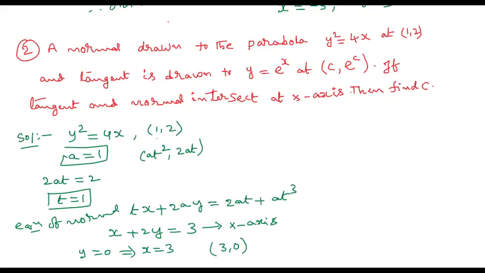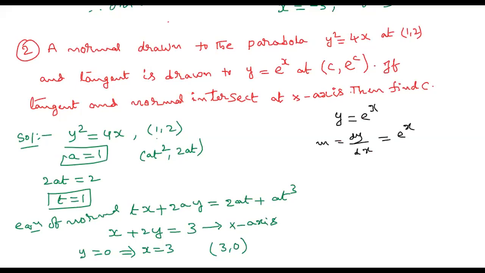Next, go to the another question. Tangent is drawn to y is equal to e power x at c comma e power c. If tangent and normal intersect at the x-axis. So here y is equal to e power x is given. By using this curve, we want to find slope of the tangent m, that is dy by dx, that is equal to e power x only.